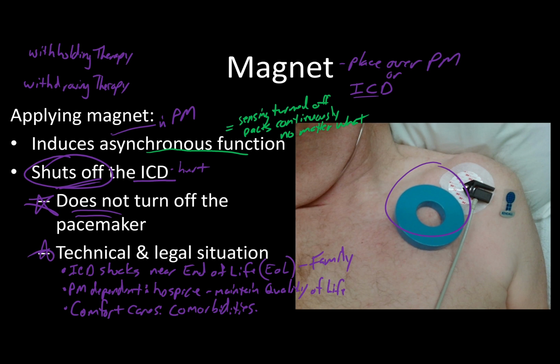All right, so withholding therapy is the idea that we're not providing something, so not providing a therapy that may be indicated. The patient should have this, but we're just not going to give it to them. That's withholding. Withdrawing therapy is where we refer to removal of previous treatment.